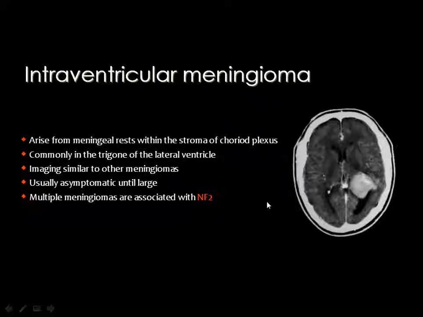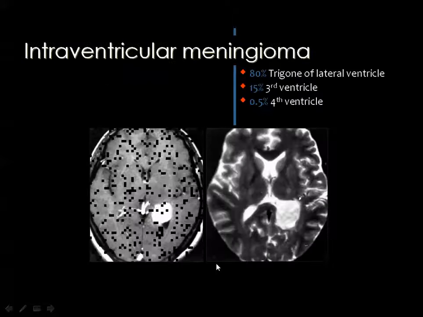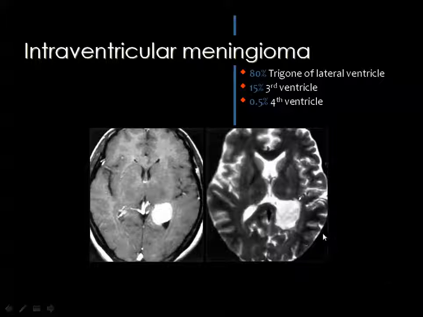Then the imaging findings are those of a meningioma concerning the homogeneous enhancement, the smooth surface, the presence of matrix calcification. And multiple meningiomas are, as you all know, associated with neurofibromatosis type 2. And this is an intraventricular meningioma showing a smooth surface, homogeneous post-contrast enhancement, and this is the T2 weighted image showing increased signal of the tumor.